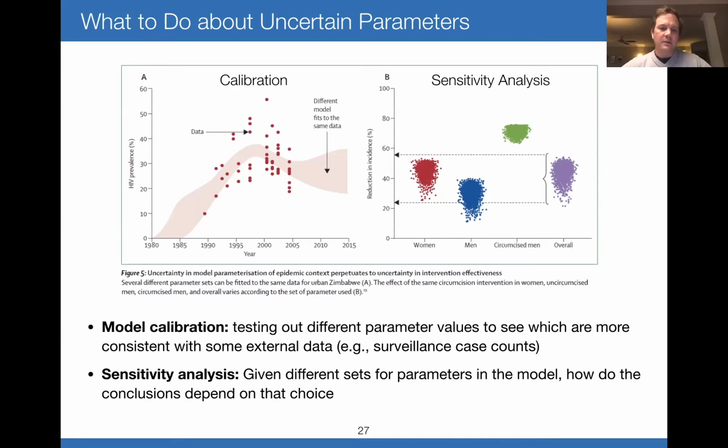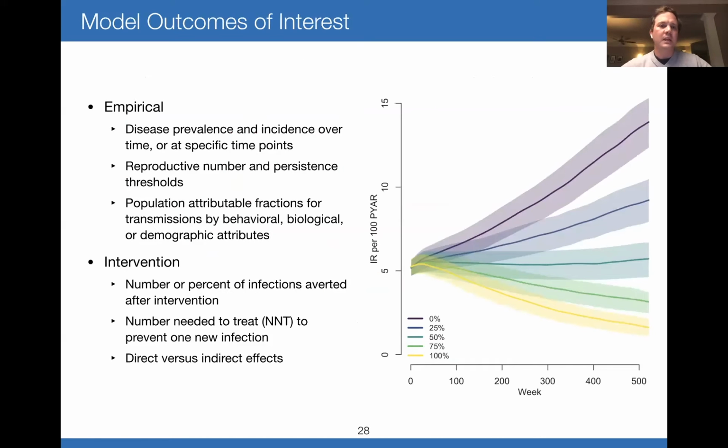On the other hand, there's sensitivity analyses, which take a given set of parameters for the model across different ranges and ask the question of how much do the conclusions depend upon the choice of those parameters. So we might not get a single value, say for the reduction in incidence, but a range of values that are all consistent with the data. So those are the inputs.